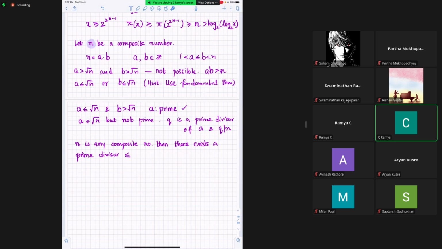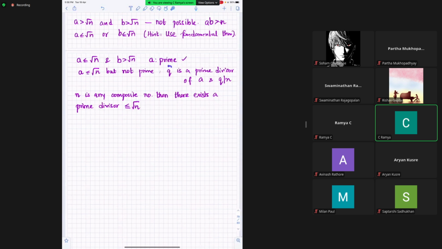Now a can either be prime or it could be composite. If it is prime, then I know that there is a prime divisor of n that is less than square root n, and that is a. If a is not prime, but a is less than or equal to root n, then since a is an integer, it has a prime factorization, and there will be a prime q in it that divides n. So in any case, given any composite number, there always exists a prime divisor that is less than or equal to square root n. Is this clear?